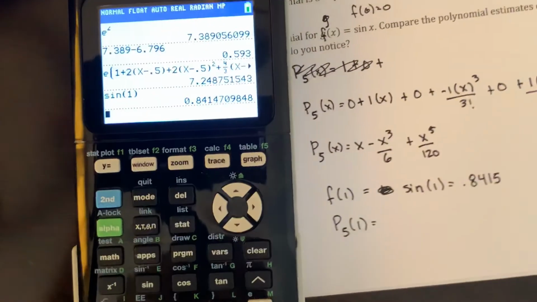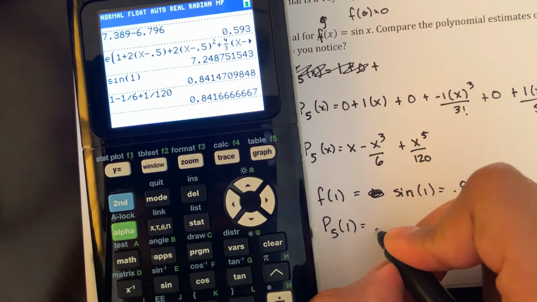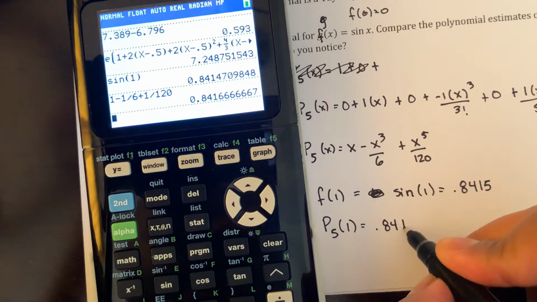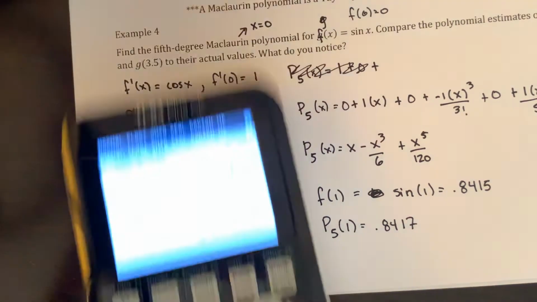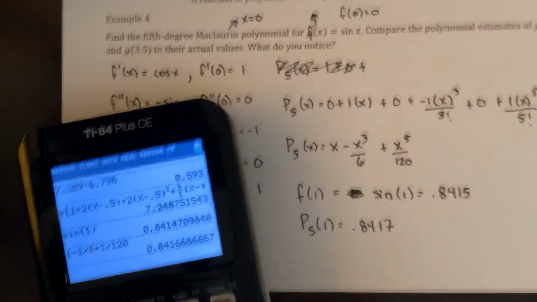So we substitute in 1. We're just going to have 1 minus 1/6 plus 1 over 120, which is 0.8417. So we see that for x equals 1, these are almost exact. They're accurate out to the tens, hundreds, thousands, 10,000s place. So that's very accurate, 4 decimal places.